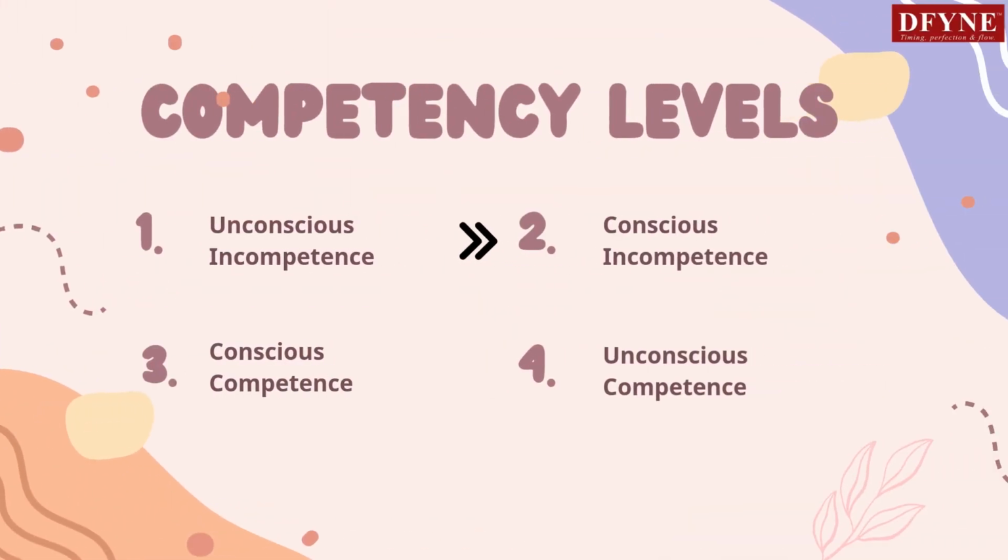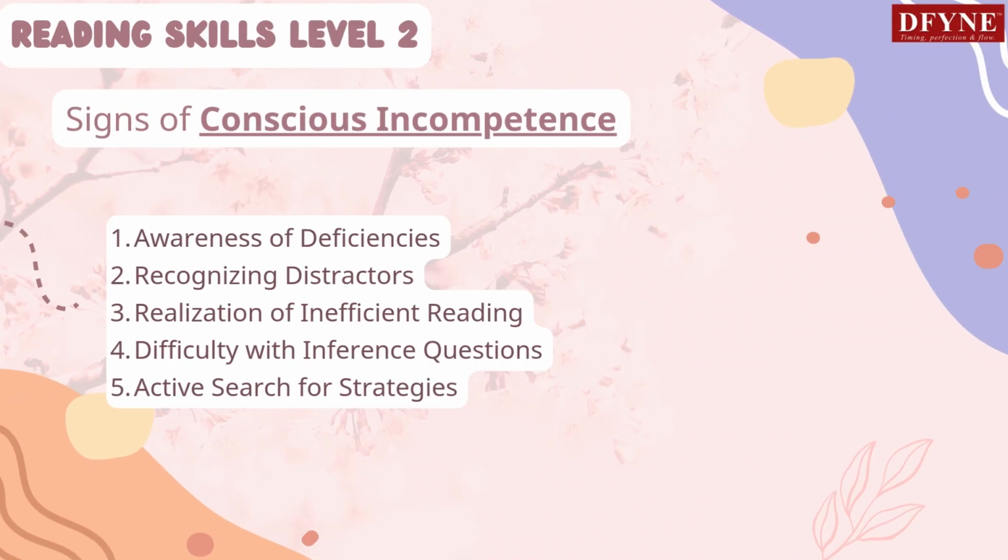The second stage is conscious incompetence. At this stage, the learner begins to realize that they are missing key details in the texts, but they still are struggling to fix this. They may also understand that they fall for distractors in multiple choice questions, but they yet can't avoid them consistently.